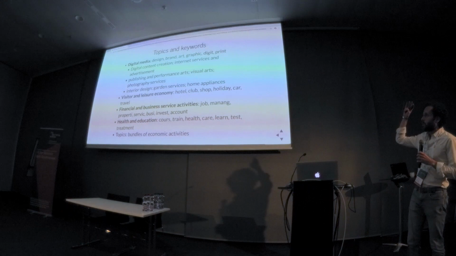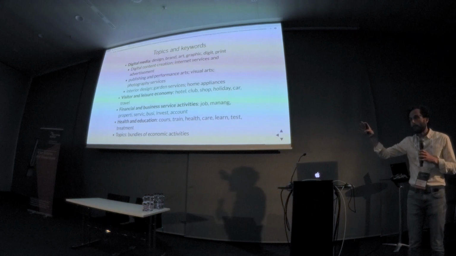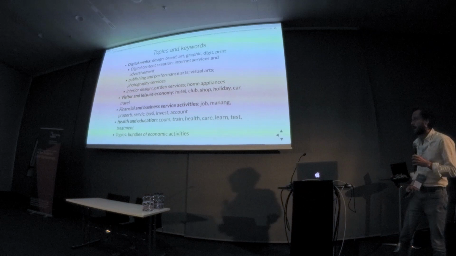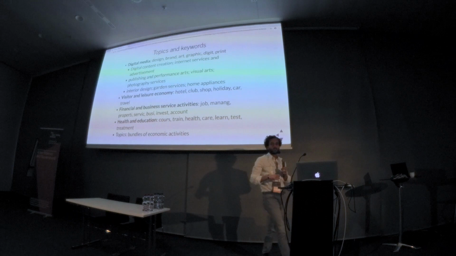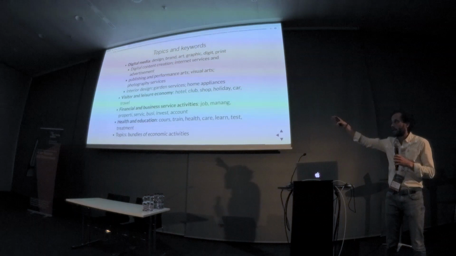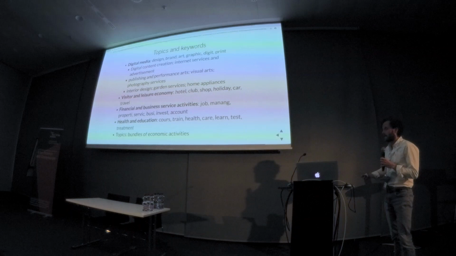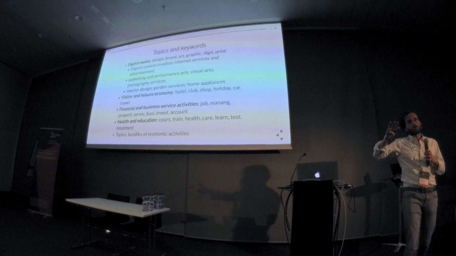We identified digital content creation types of activities, publishing and performance arts, interior design, and all of these are things that happen in London. Of course, we identified the financial activities, because this neighborhood is attached to the City of London. We identified the visitor and leisure types of economic activities, which is also quite valid here in this neighborhood, and also some activities related with health and education. So all of these things appear to be valid and support previous research.